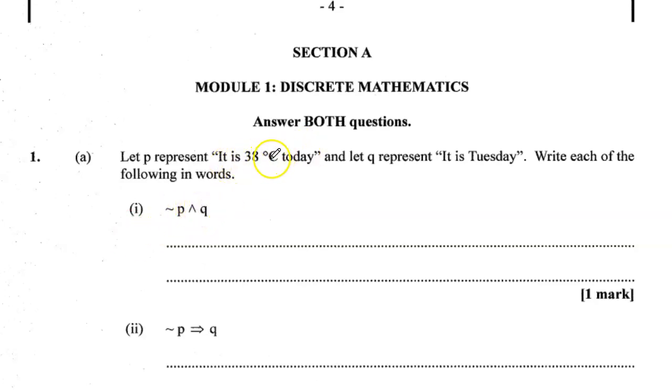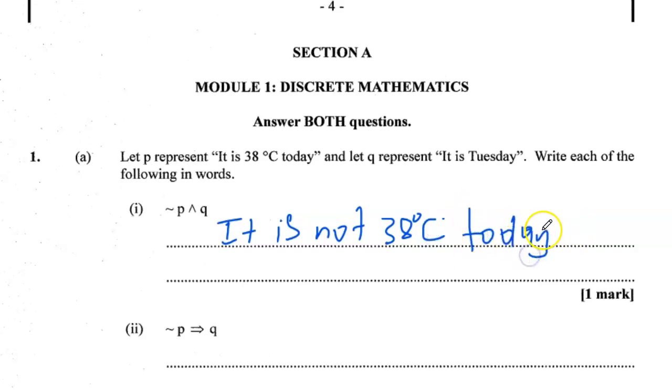So P, it is 38 degrees today. Not P, it is not 38 degrees Celsius today. And Q, what's Q? It is Tuesday.